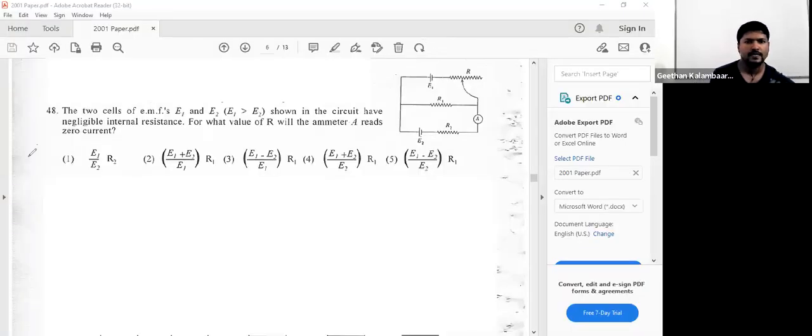Question number 48 is a typical potentiometer type question. So we have been given 2 cells, 3 resistors and 1 ammeter here. And I'll tell you which part of the circuit works as the potentiometer's main circuit, this part. This is the potentiometer's main circuit. They are asking the value for this R so that the ammeter reads 0 current. So there is no current in the ammeter, right? We can mark it first that there is no current.